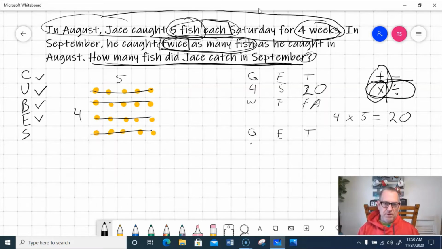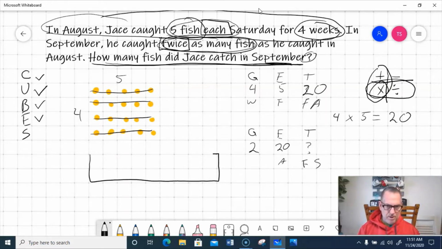I'm going to have 2 groups. I'll make 2 groups right here, and in each group is going to be 20, because that's going to represent the August fish. So I'm still trying to find out the total. The total is going to be the fish that he caught in September, because he caught twice as many fish in September than he caught in August. I'm going to make a strip diagram to solve that.